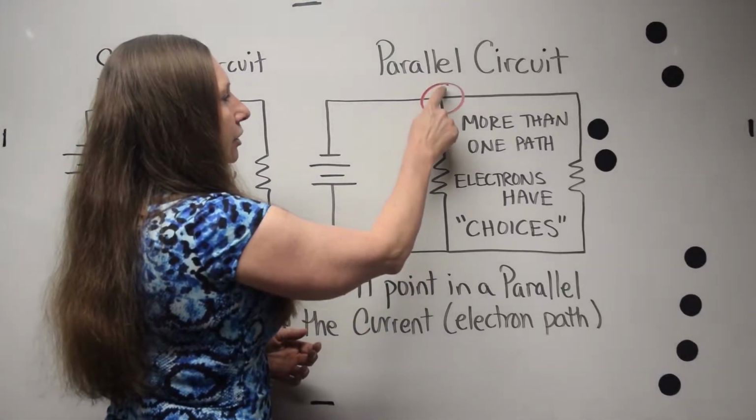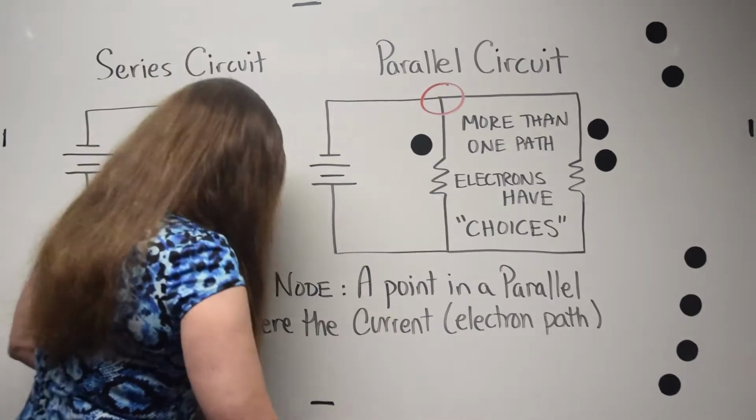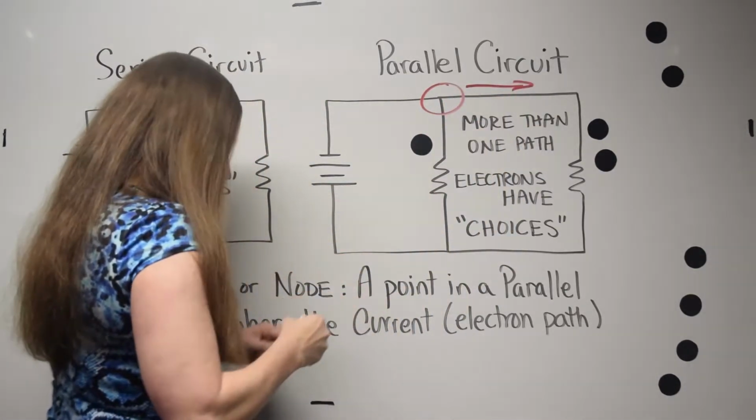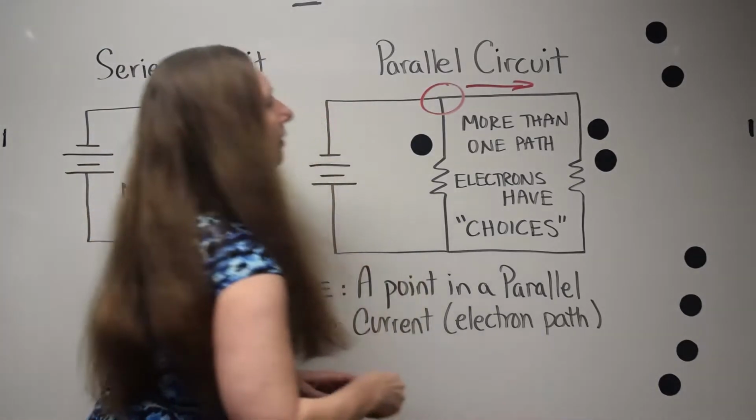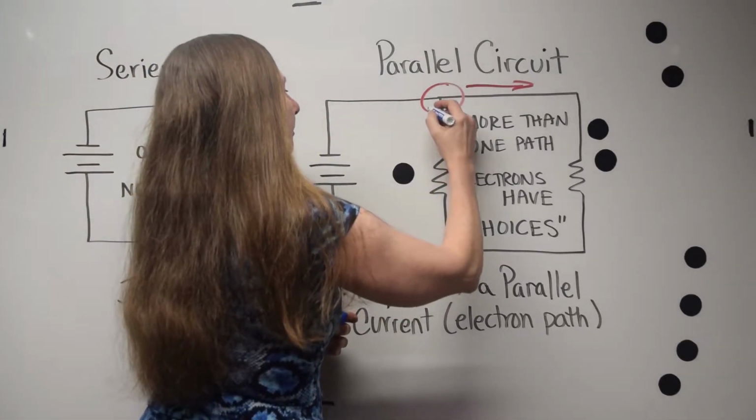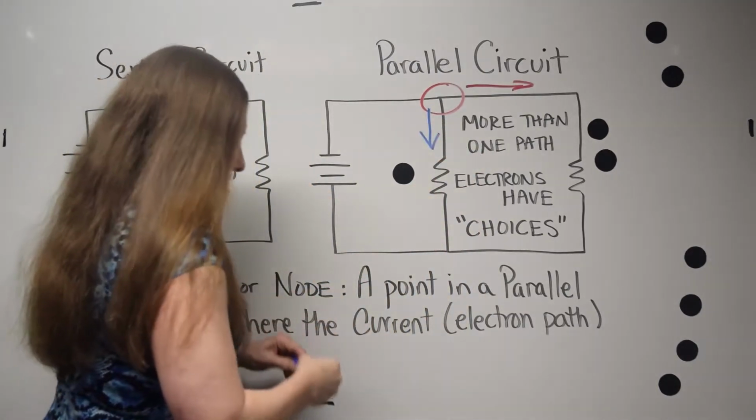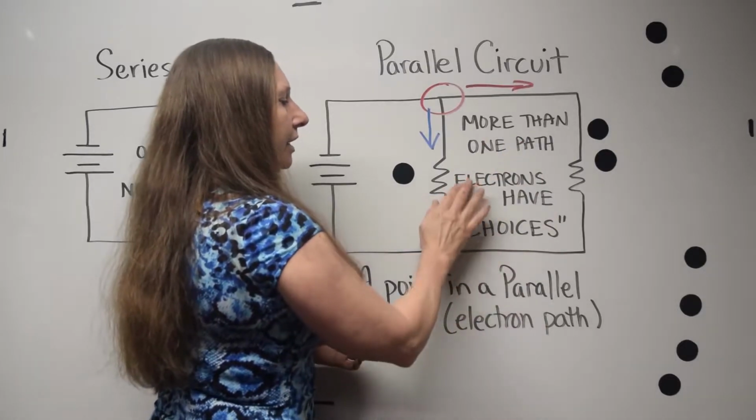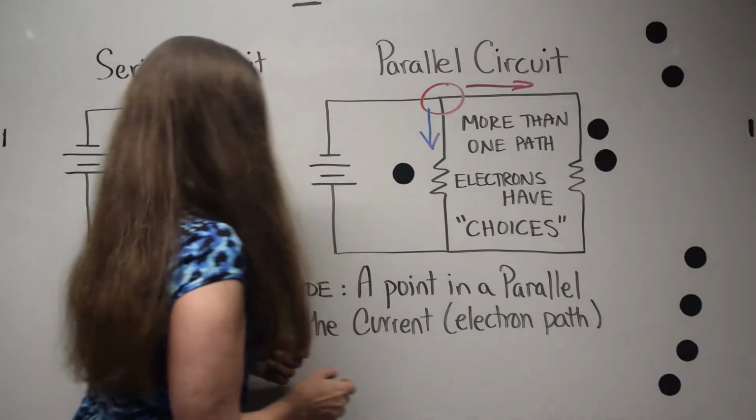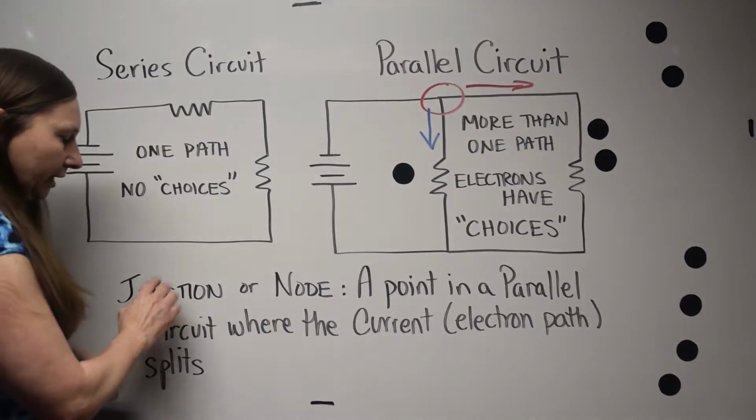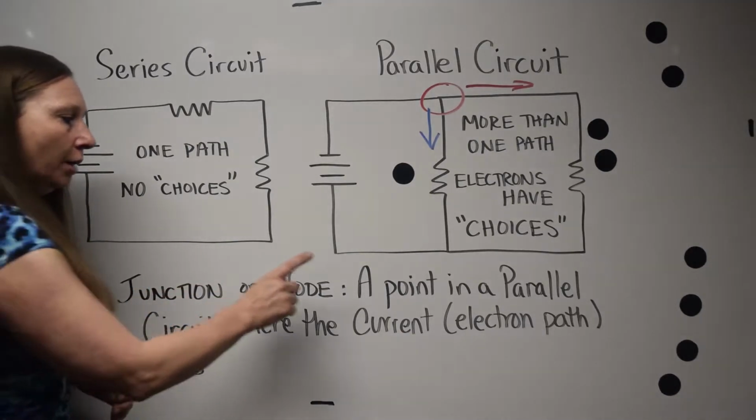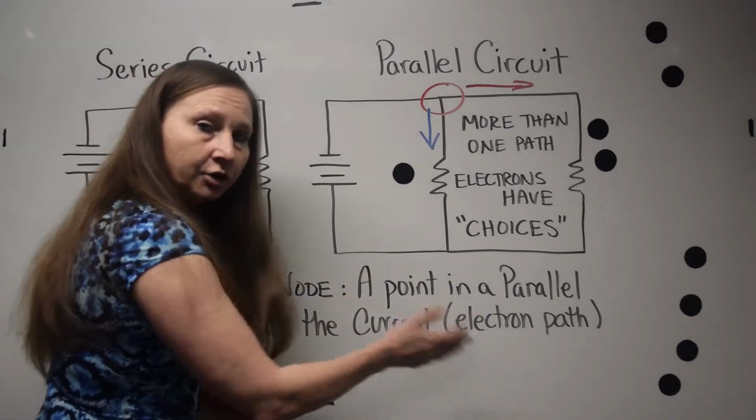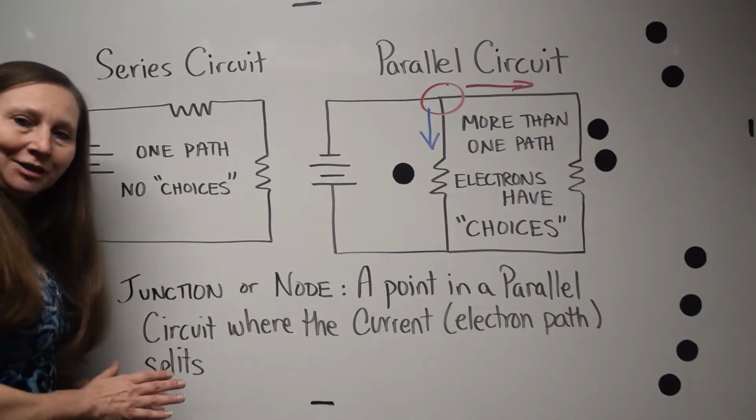When the electrons get to the junction, they can either go this way or they can go this way. You could also draw it like this. They can either follow this path or they can follow this path here. All right, so in a parallel circuit, there is more than one path. The electrons have choices. Now, just very quickly, the definition of a junction or node: a point in a parallel circuit where the current, that's the flow of electrons, splits.